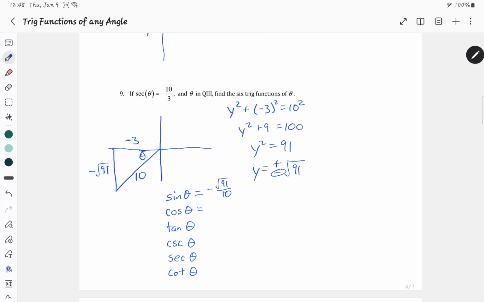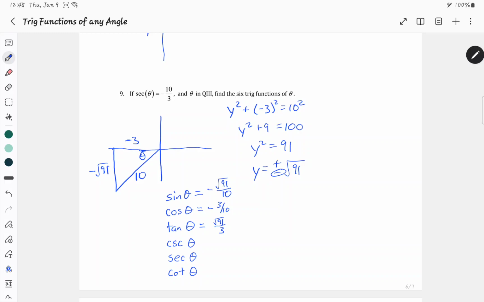Cosine, this is going to be adjacent over hypotenuse, so negative 3 over 10. Tangent, opposite over adjacent, so opposite root 91 over the 3. Negatives will cancel out, so we're going to get positive root 91 over 3.